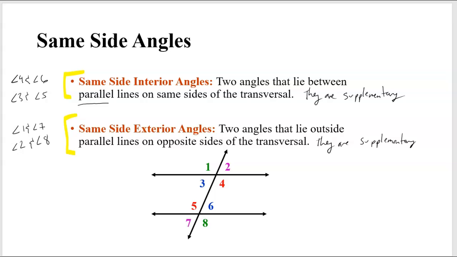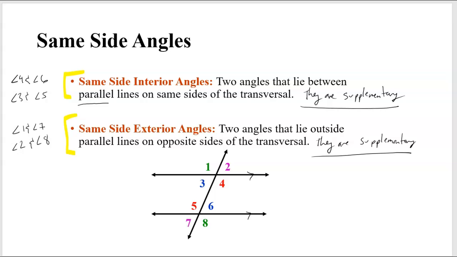So again, same side meaning they're on the exact same side of the transversal, but they're on the outside of our parallel lines or on the inside of our parallel lines. Okay, now they don't have to necessarily be parallel. If they are parallel, we just get to add this information. If they're not parallel, then they have no other distinguishing values. Just like alternate interior angles, if they are not between parallel lines, we can't actually say that they are congruent.